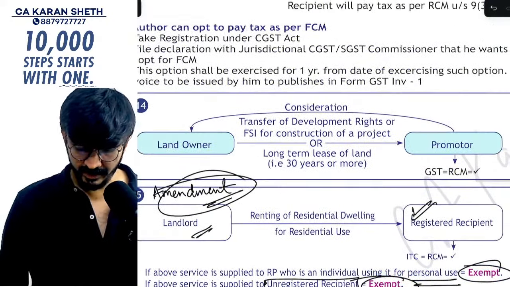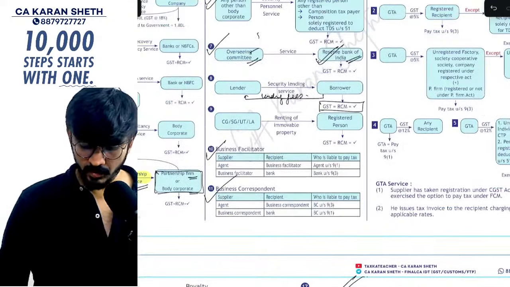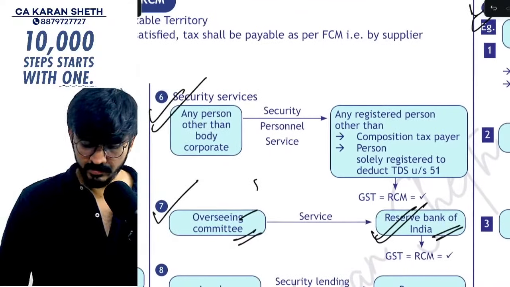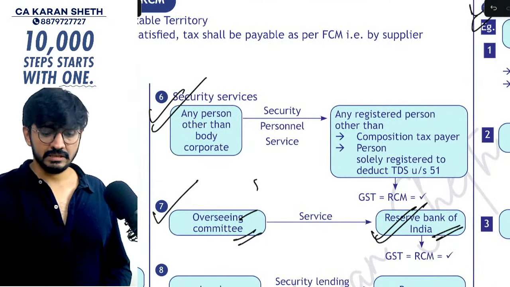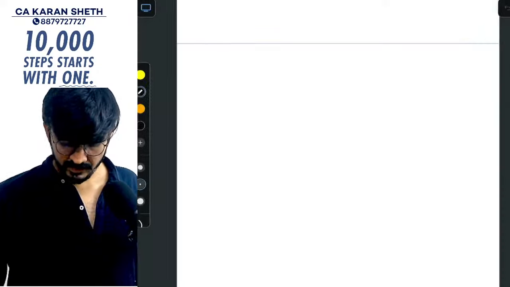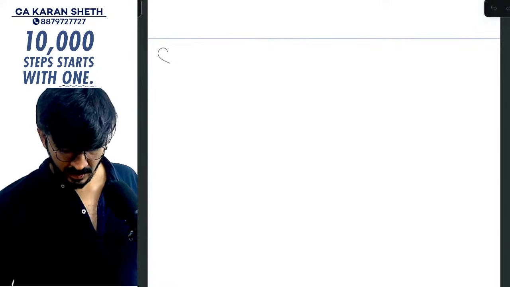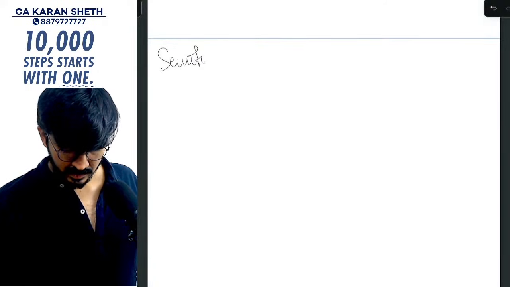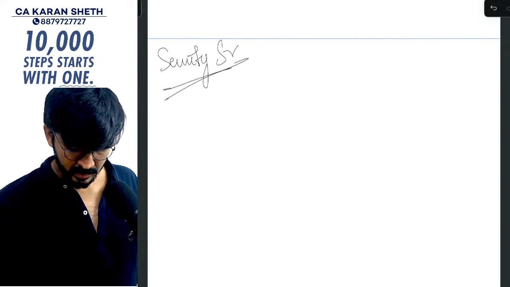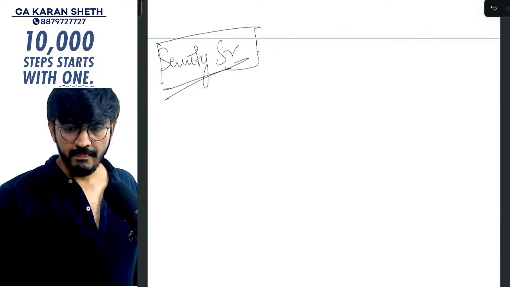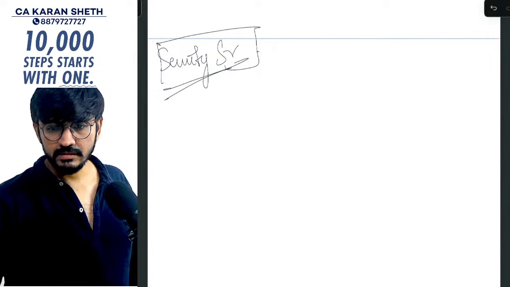Okay, perfect. Now I'm coming to the big three: security service, GTA service, and the last is renting of motor vehicle. Correct? Yes. Okay.